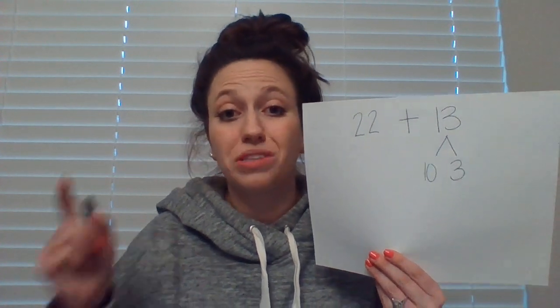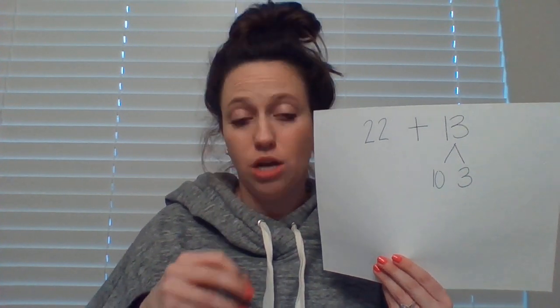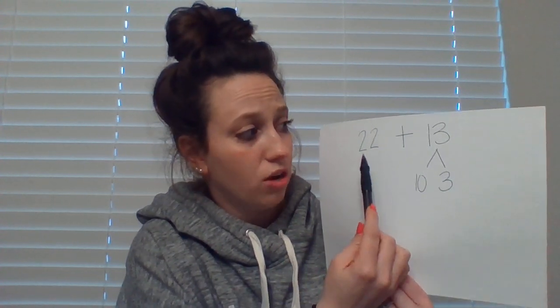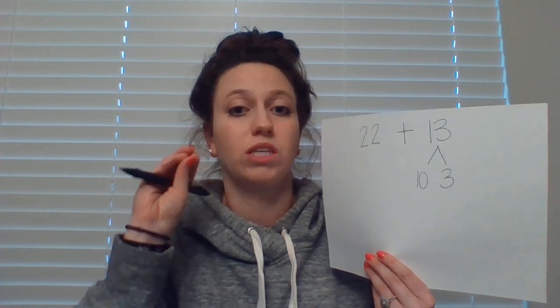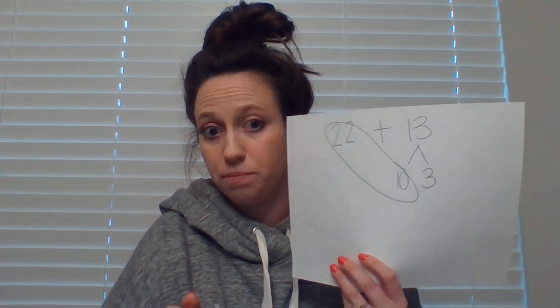Then they have to circle their tens numbers. The way they know their tens numbers is that they have a number in the tens place. 3 does not. 3 is all by itself, so 3 is just a ones number. These are tens numbers, so we're going to put a circle around 22 and 10. So that's step 1 and step 2 right there.